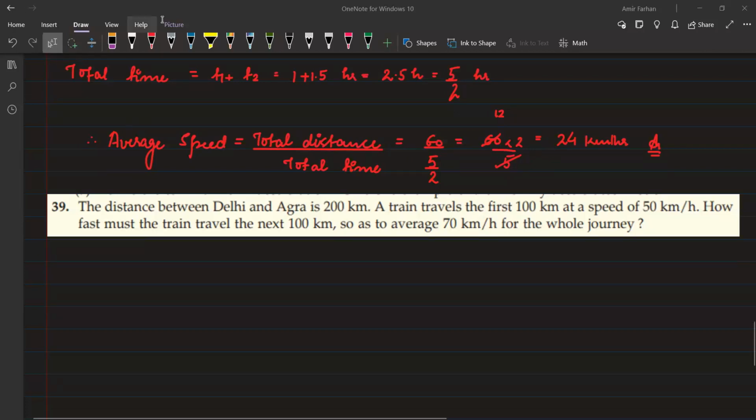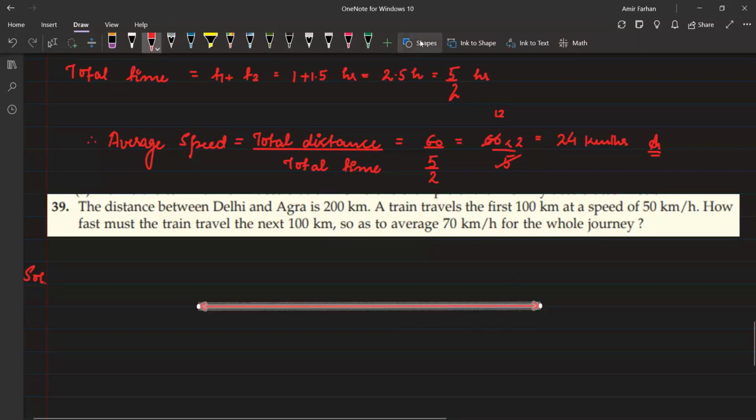So let's find it out. Both of these students are getting different options, so let's verify which one got the correct one. The question is saying that the distance between Agra and Delhi is 200 kilometers, right? So suppose this is the distance. Always try to draw this kind of straight line when solving the numericals of this chapter, right?